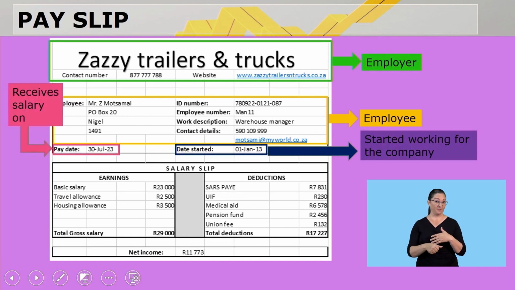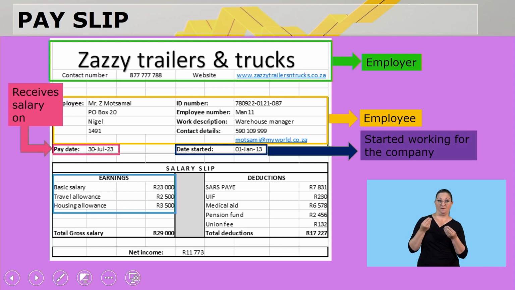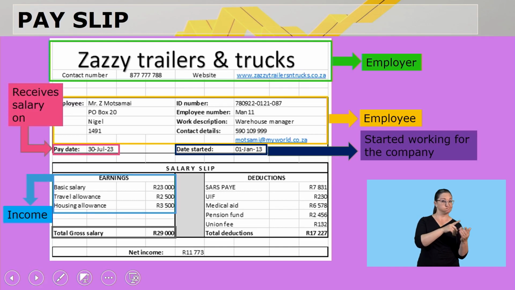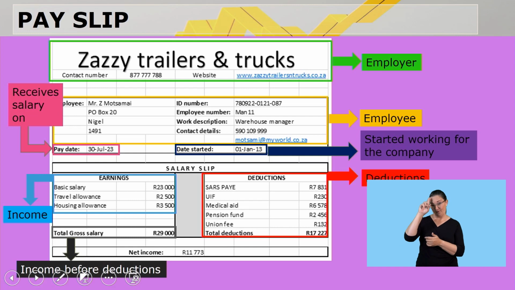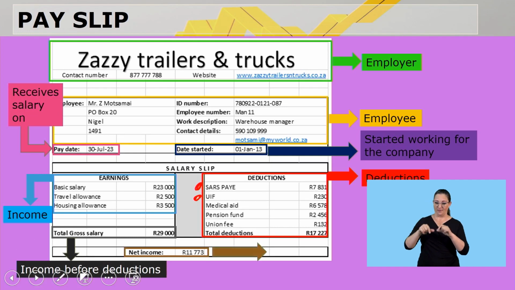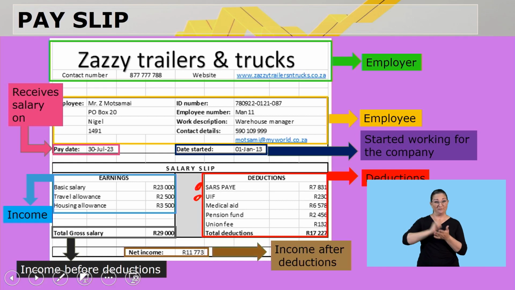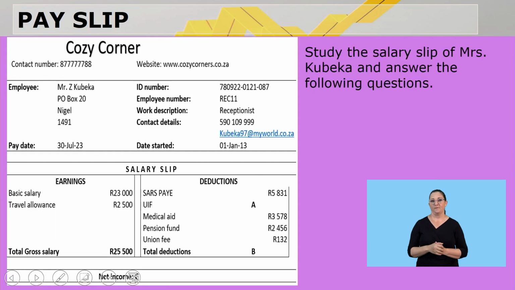The pay date is the date that he receives his salary. His earnings show all the income. And then the gross salary; remember, gross salary is before deductions. And then the deductions are everything that is deducted. Remember, SARS and UIF are mandatory. And then the net income. Now the net income is your income after deductions. That is the money that you will be able to take home with you.